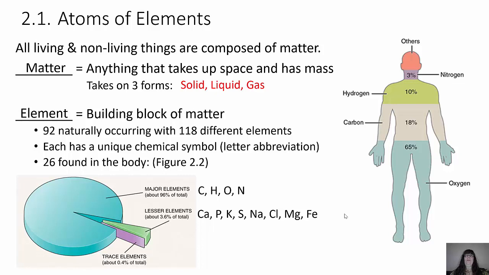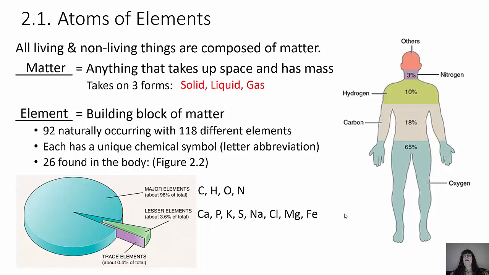Now, the major elements, which make up 96% of the total, are carbon, hydrogen, oxygen, and nitrogen. There are also lesser elements, which make up about 3.6% of the total: calcium, phosphorus, potassium, sulfur, sodium, chloride, magnesium, and iron. But just because these are lesser elements doesn't mean they're not important. We're still going to be looking at how those impact our body during this whole year. Then we have trace elements, which make up only about 0.4% of the total. But again, even those are in such small amounts, they still have to be monitored.